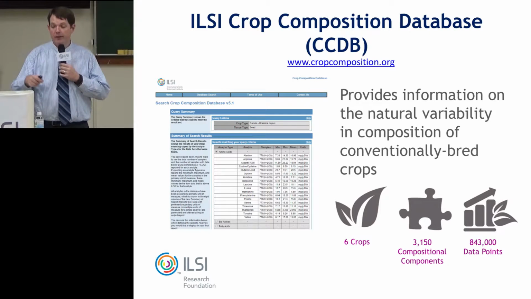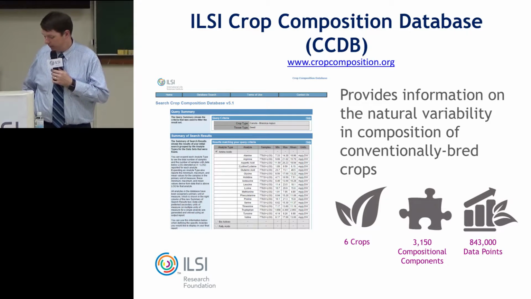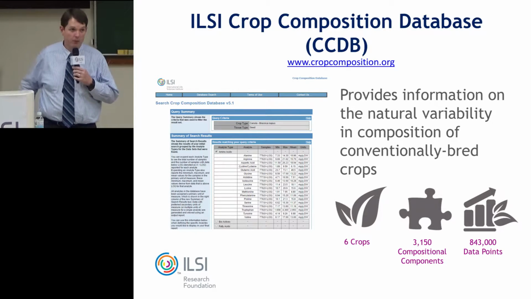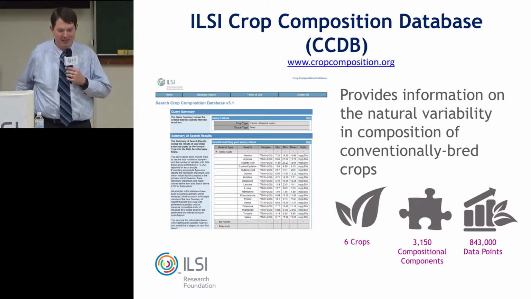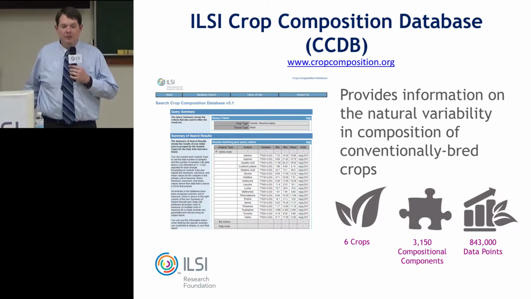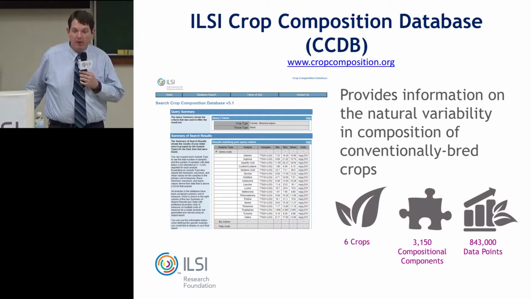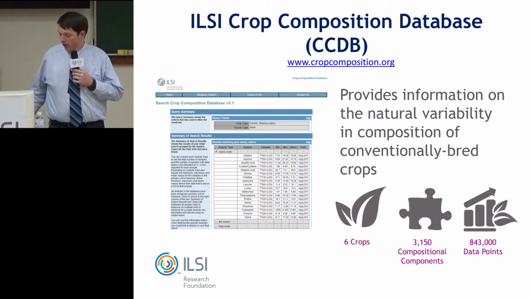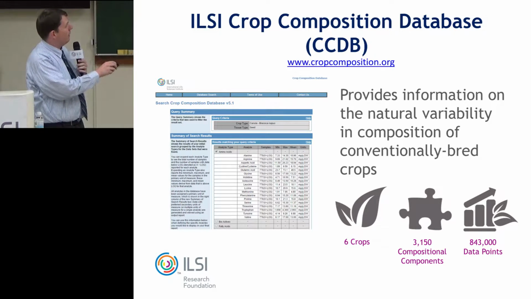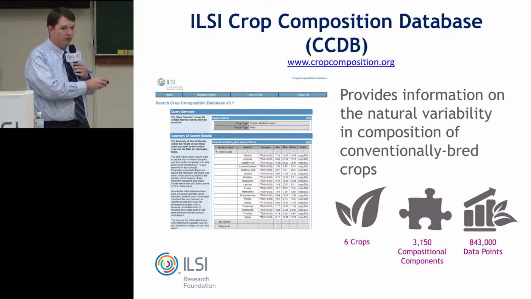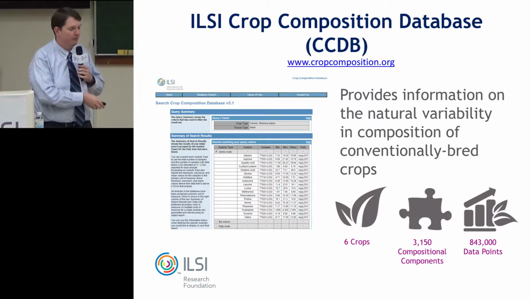Okay, I'm going to move on to the next database, which is probably a little more germane and in some ways a little more interesting, depending on how much amino acid composition data you like to look at. This is something called the ILSI Crop Composition Database. You can see the URL. We were very lucky. We were able to get cropcomposition.org. So this is very easy to find.